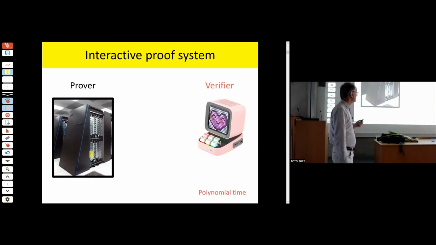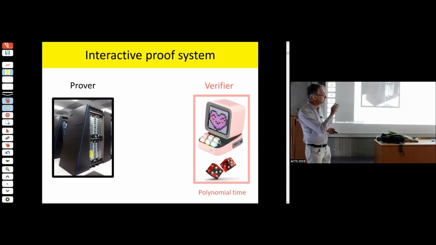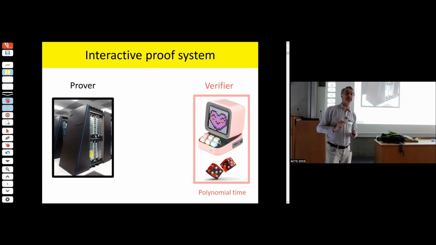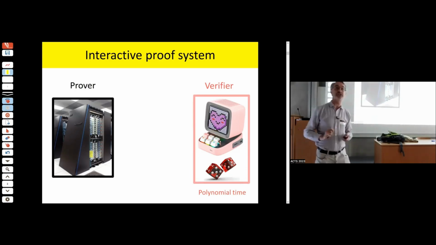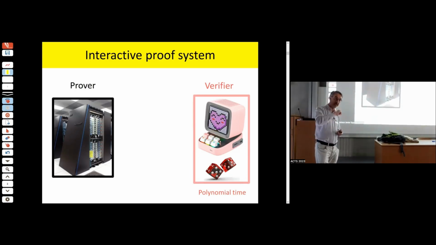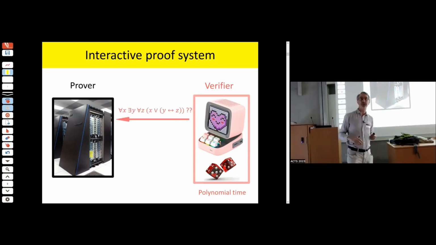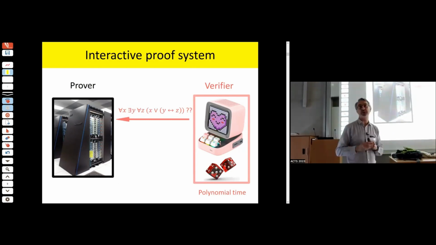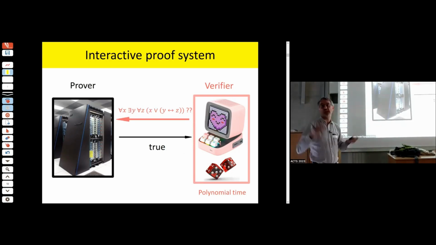So we have a prover and a verifier. The verifier is only willing to invest polynomial time. But the important point is that we now allow the verifier to generate random numbers. This is a first difference with the scheme that we saw a minute ago. Now what happens? The verifier asks the prover, can you tell me whether this quantified Boolean formula is true? And the prover says, yeah, it's true. But how can the verifier convince himself or herself of this fact?